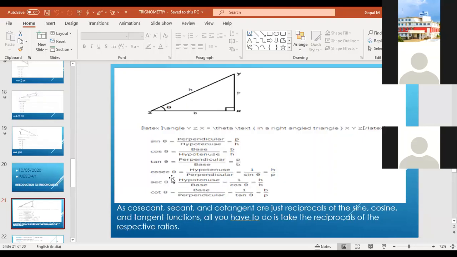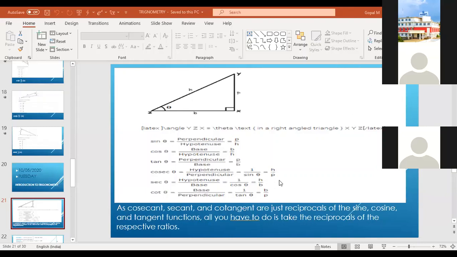Yes, ma'am. Then secant is the reciprocal of cosine, that is hypotenuse by adjacent. Then cotangent is the reciprocal of tangent. What is the tangent? Tangent is opposite by adjacent, but cotangent is adjacent by opposite. So cosecant, secant, and cotangent are the reciprocals of sine, cosine, and tangent.